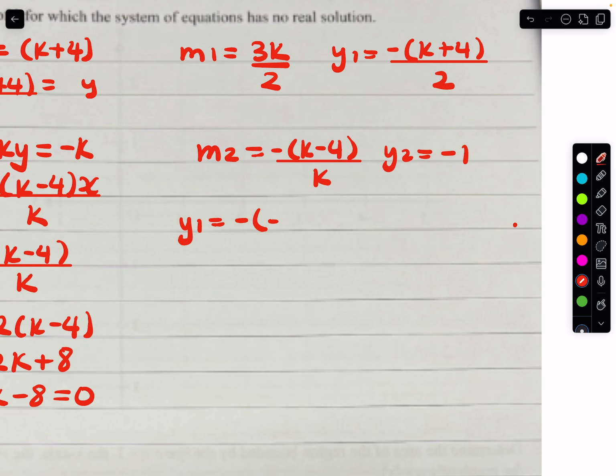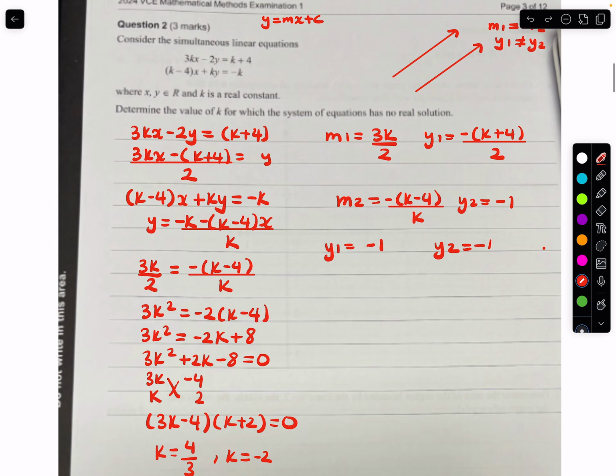Negative, so k is negative 2 in this case, plus 4 divided by 2. So 4 minus 2 is what? It's 2. Negative 2, it'll be negative 1. This value will be negative 1. And so y2, you know how we already know y2 is negative 1. They have the same y-intercept. What happens if they have the same y-intercept? That's not what we want, because we want different y-intercepts.